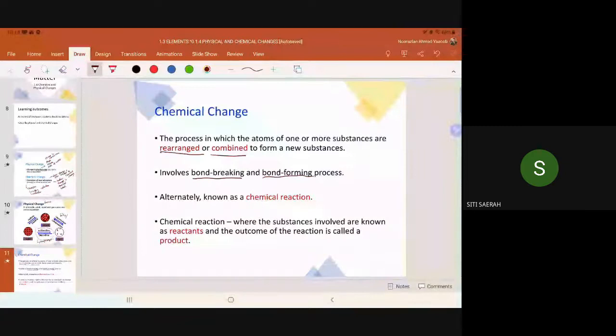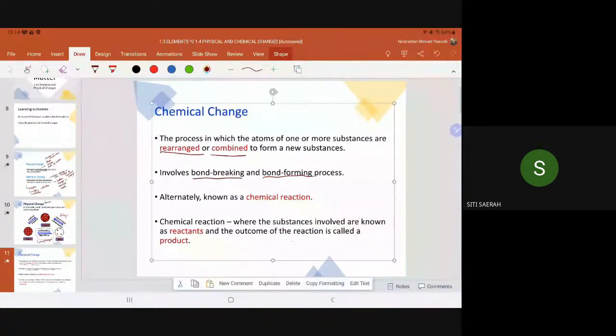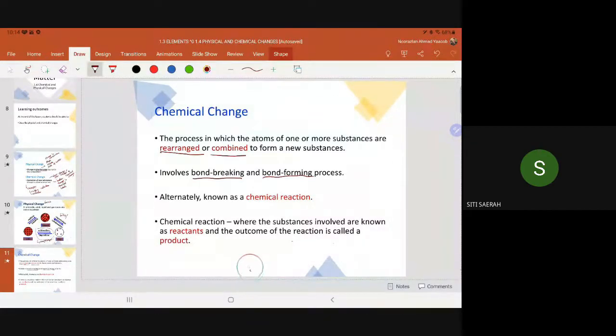Alternatively, we call chemical change as chemical reaction. And then chemical reaction, it is where substances involved are known as reactant and the outcome of the reaction is called products. So chemical reaction ni adalah proses di mana bahan, substances yang digunakan secara asal kita panggil sebagai reactant ataupun bahan tindak balas. Manakala substance yang terhasil kita panggil sebagai product. Okay. So we call them as product. Okay. So chemical change. So itu sahaja untuk 1.4.